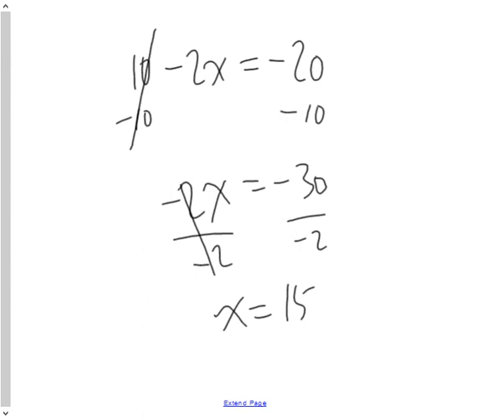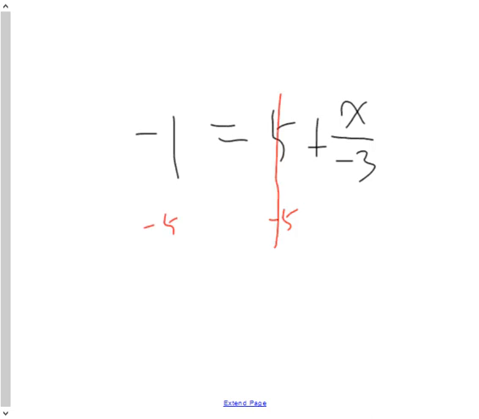In question 11, we have negative 1 equals 5 plus a negative third of x. So again, this time your variable is on the right. Your constant happens to be the first term again. So the first thing we're going to do to isolate is to get rid of that constant, which we've acknowledged is 5, by subtracting 5 from both sides. So that's going to leave me with a negative third of x equals negative 6.